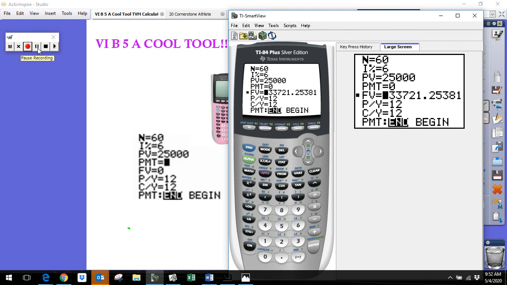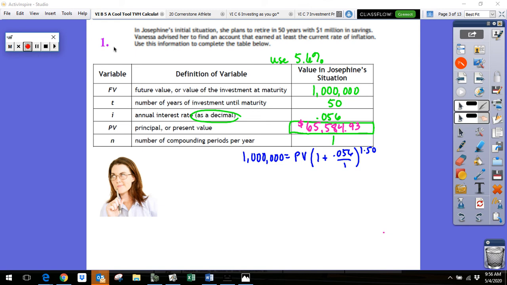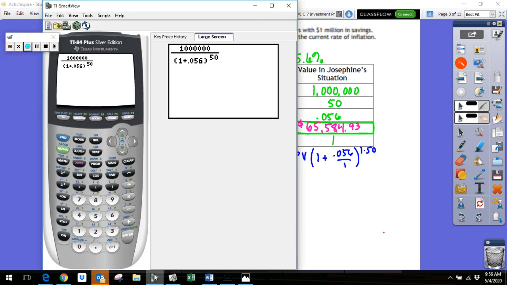Now we're going to use it on a couple problems. So in this first example, you have this lady Vanessa who's a financial planner. It says, in Josephine's initial situation, she plans to retire in 50 years with $1 million in savings. So if we use at least the current rate of inflation, which, guys, it's all over the place right now, I'm just going to make up 5.6. Let's just use it for now. So again, future value would be $1 million over 50 years. It's annual interest, so it's compounded once a year. Right? This is the formula that we use. And we would go into our calculator, we would solve for this, and we would come up with $65,584.93.